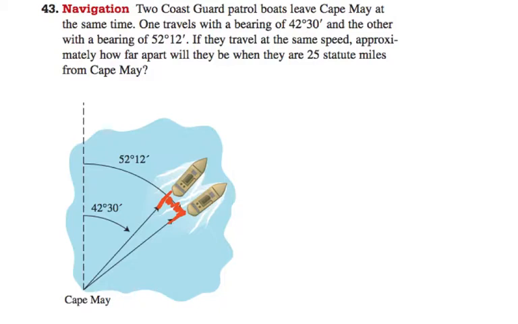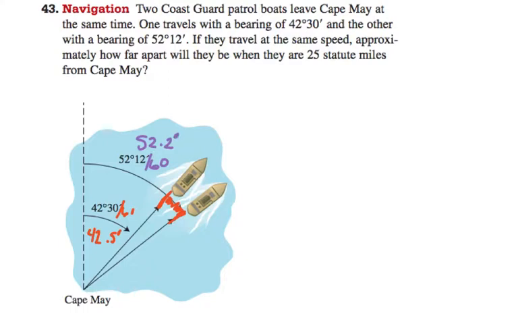So on that note, let's see. This first boat has 42 degrees 30 minutes. So if we divide that by 60, we're actually going to get 42.5 degrees. The other one is 52 and 12 minutes. So 12 divided by 60 leaves us with 52.2.